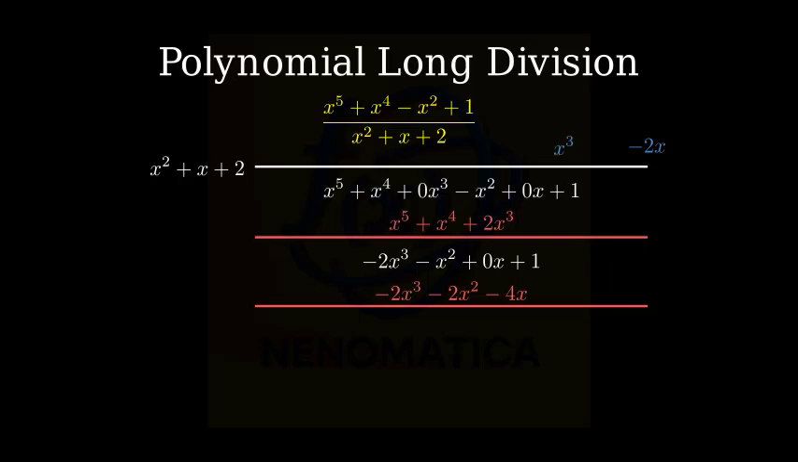Again, we write this below our current dividend, align like terms, and subtract by changing signs and adding. After this subtraction, we get x squared plus 4x plus 1. This becomes our new dividend for the next step.